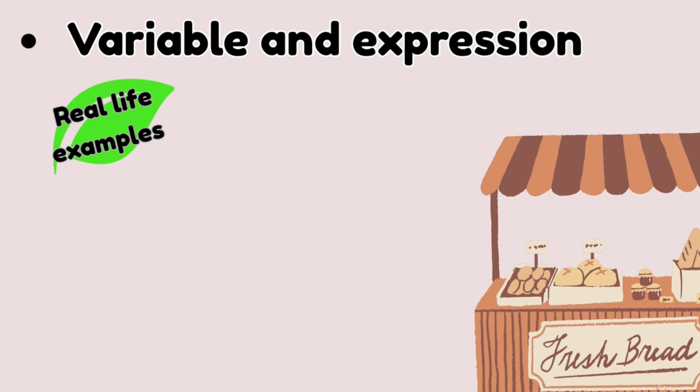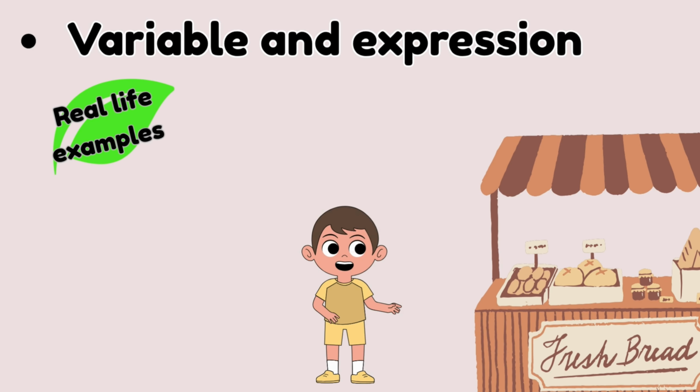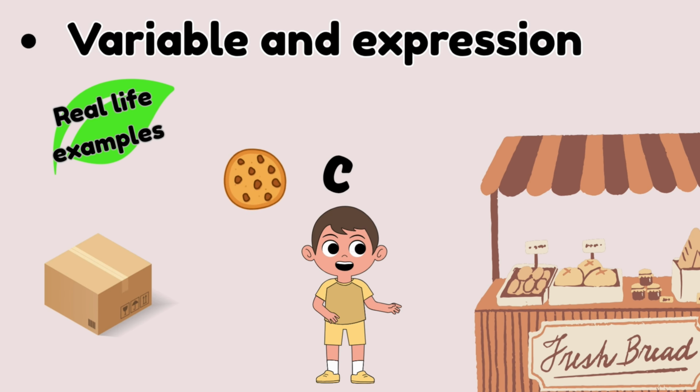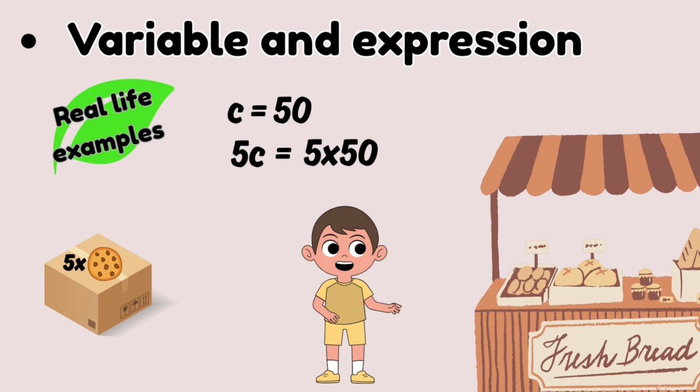Imagine you visit your favorite bakery every morning. Now, say the price of one cookie is a mystery we haven't determined yet, so we use a variable to represent it. Now, if the bakery sells a box of 5 cookies every day, we can express the total daily cost as an expression, 5c. This expression simply means 5 times the price of one cookie. If you later learn that one cookie costs 50, you can easily calculate the daily cost by plugging in that number.